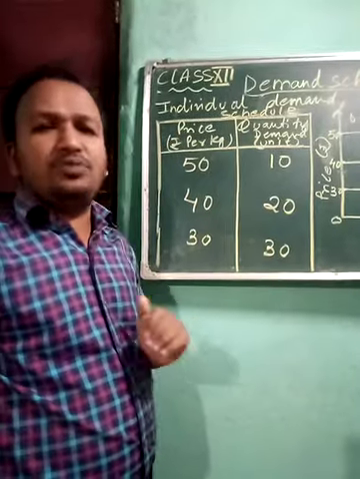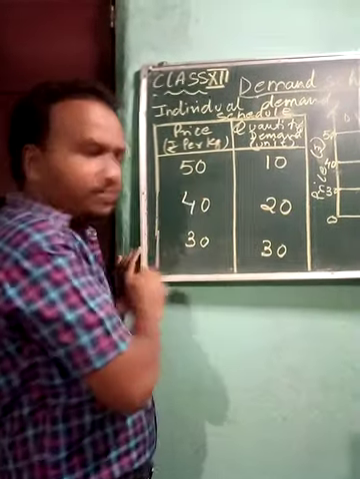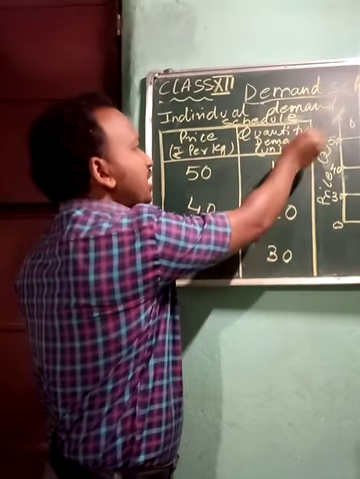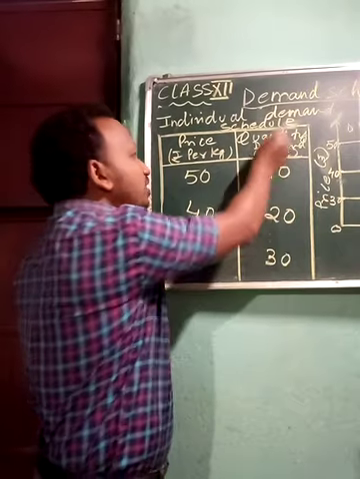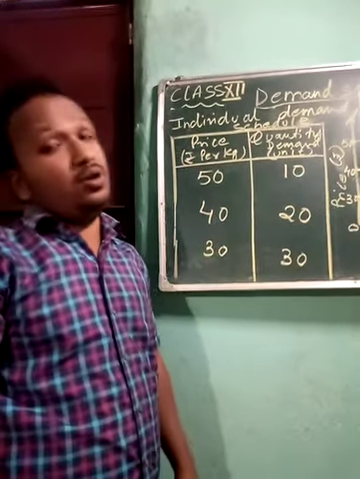We need to consider 3 or 4 prices. Here I have taken 50, 40, 30. Now this quantity demanded we have to write on the right hand side. How are we going to write this quantity demanded? We have to follow the law of demand.